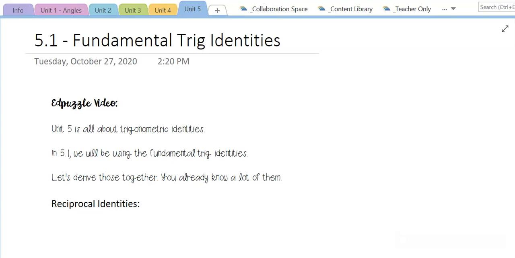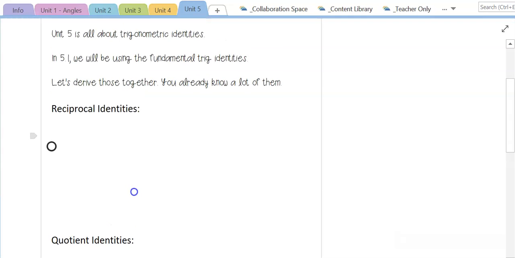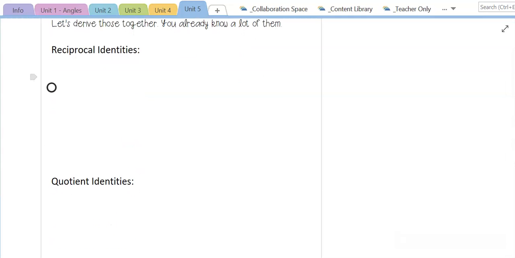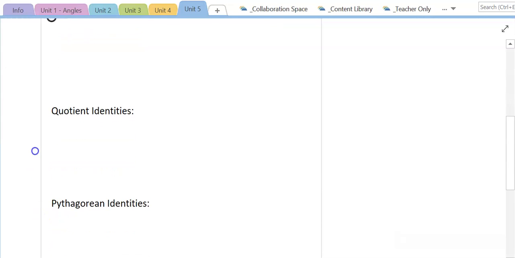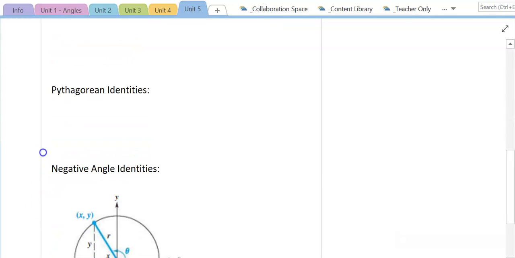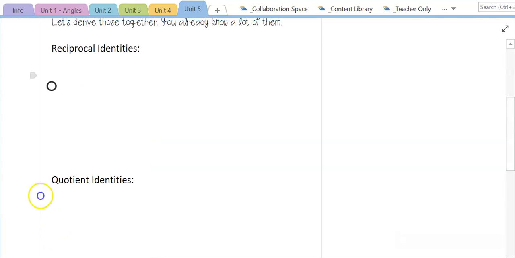But I personally think that fundamental trig identities and verifying trig identities, which is what we do in Unit 5, is a more important concept for you to learn if we are shorter on time. So today in this video, we're going to discuss some of our trig identities that we will be using throughout Unit 5. The 4 types of identities we're discussing today, and there are more, but these are the 4 we're going to start with, are reciprocal, quotient, Pythagorean, and negative angle identities.